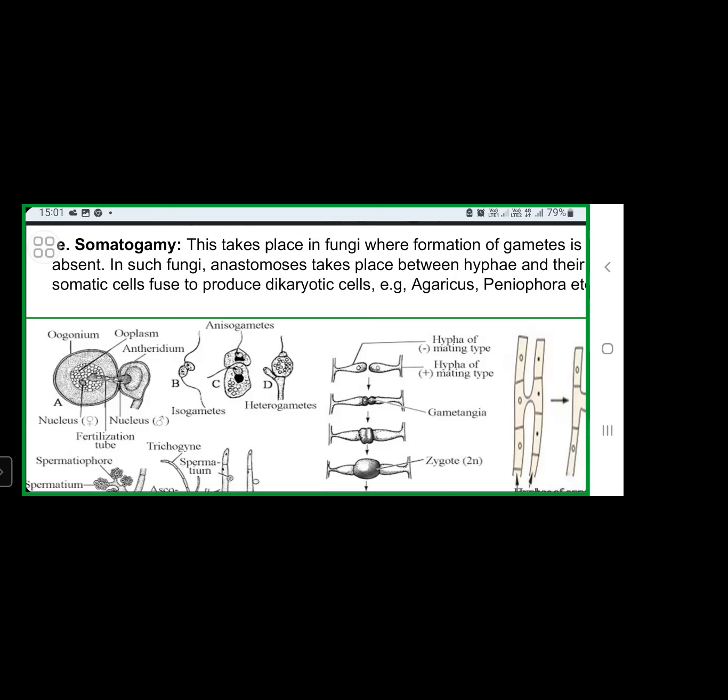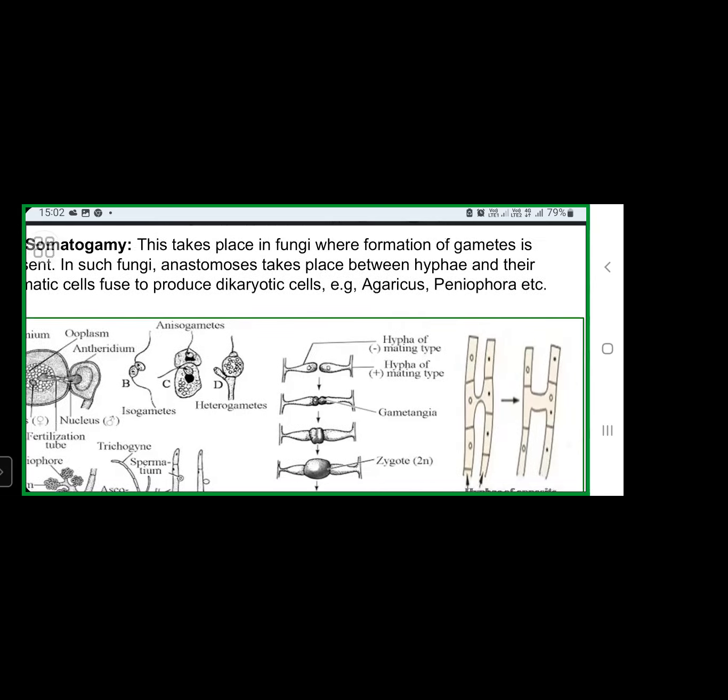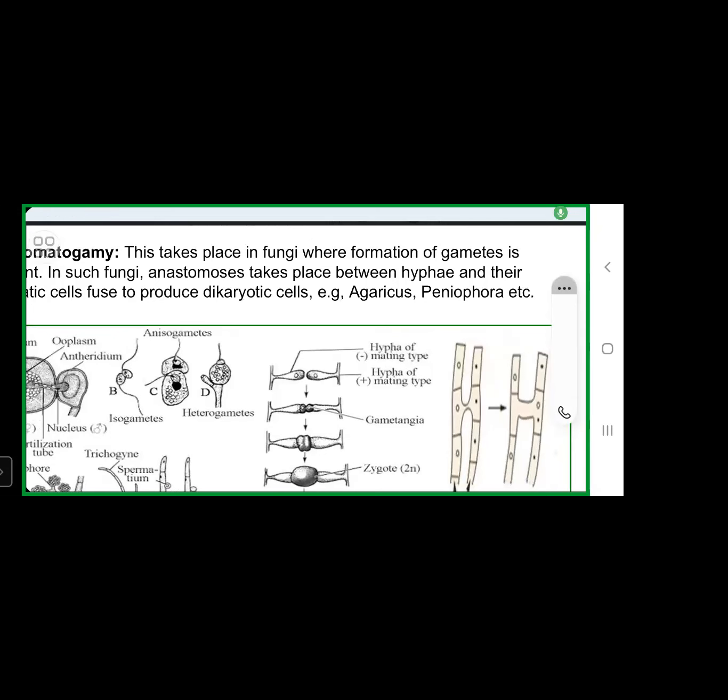So as a result of this somatic cell fusion, a dikaryotic condition will arise. That means a binucleated condition. Two nuclei will form due to the fusion of two somatic cells. That condition is called the dikaryotic condition. This condition arises as a result of somatogamy. In what type of fungi will you see this somatogamy type of sexual reproduction? In Agaricus species you can see it, and Pinnophora species also. This is the somatogamy type of sexual reproduction. So this is about different types of sexual reproduction in fungal members.